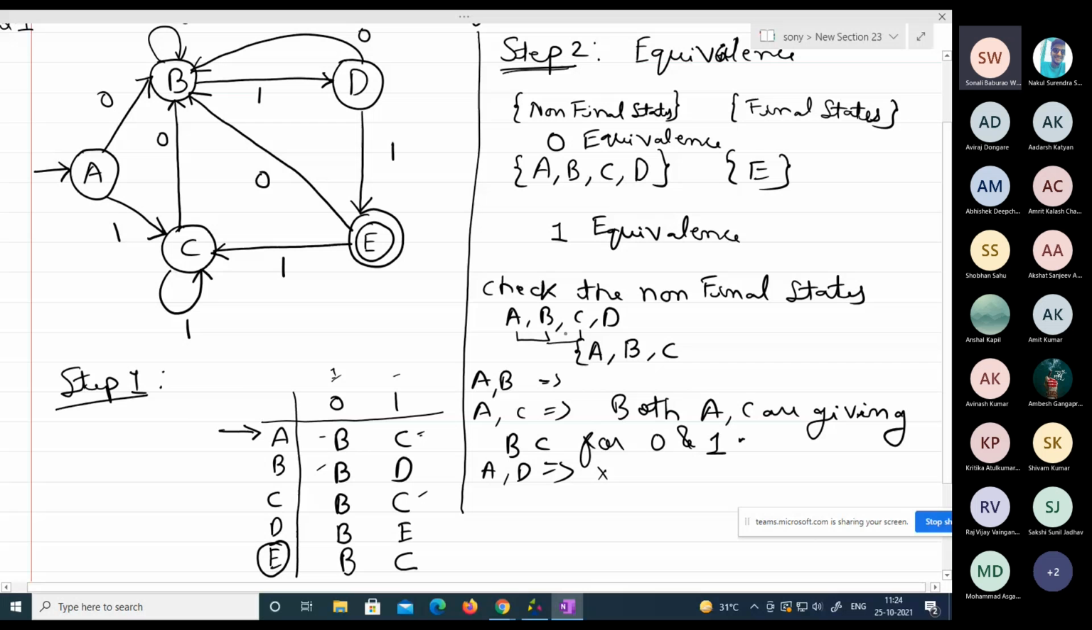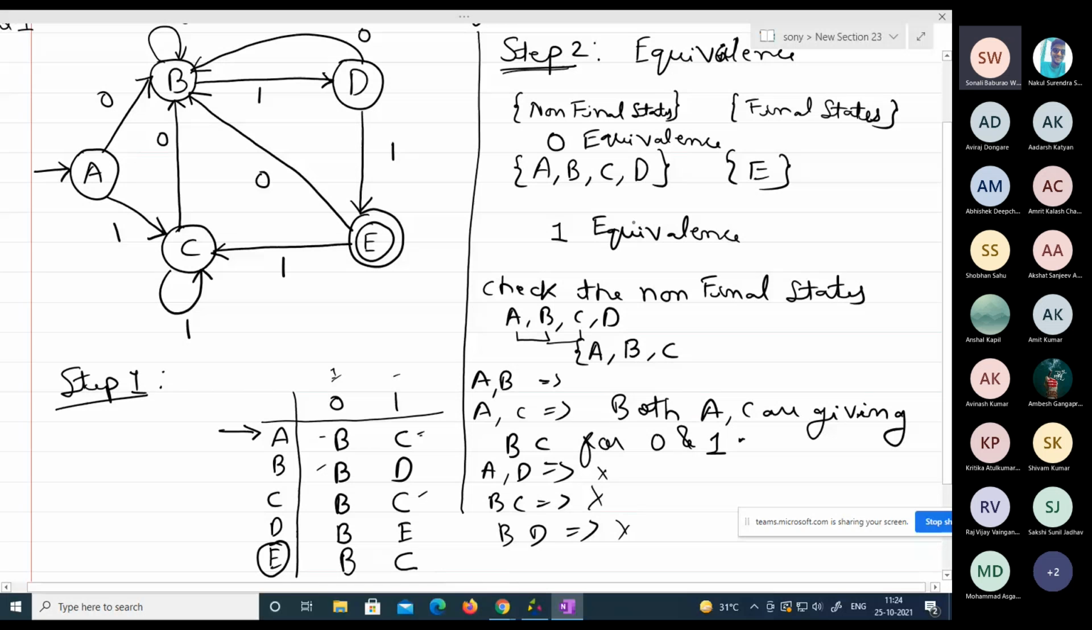Now let's have a look at BC. Other ones, BC and BD, we can compute also, right? Check BC. Anything common? No. So not acceptable. Now check BD. For BD also, B on 0 is giving me B, B on 1 is giving me D. D on 0 is giving me B, and D on 1 is giving me E. So that is also not acceptable.